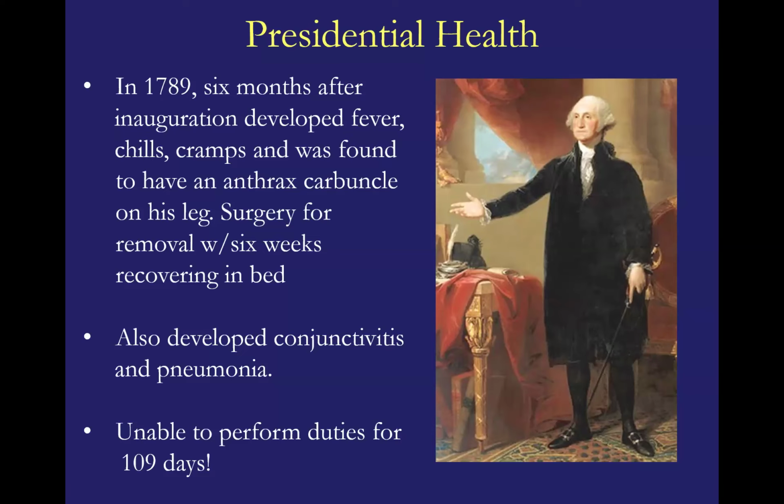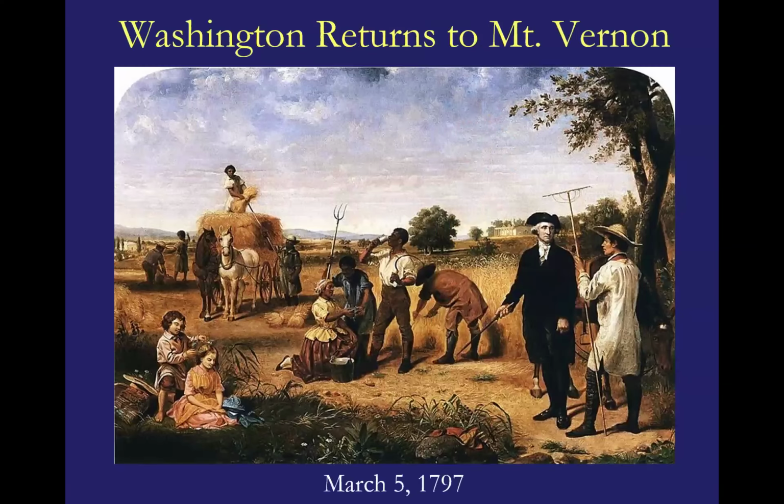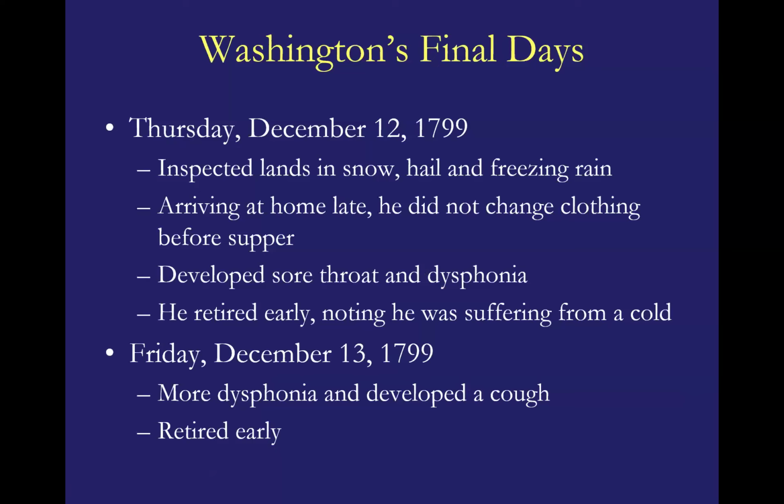So you can imagine trying to deal with all these uppity congressmen and senators and then being so sick this whole time. But eventually, Washington was able to sit under his own tree back at Mount Vernon. He returned on March 5th, 1797, when his second term of office ended. And unfortunately, he did not live long to enjoy the fruits of his and his enslaved people's labor.